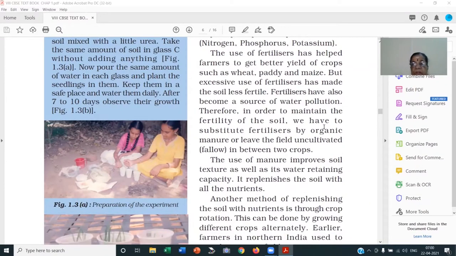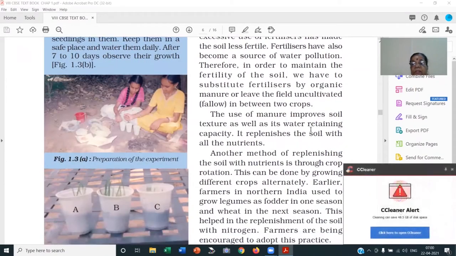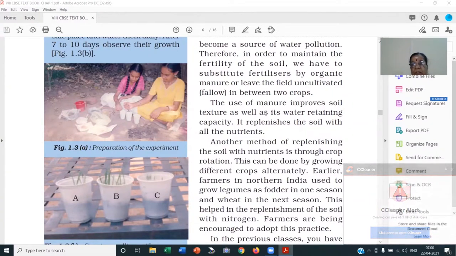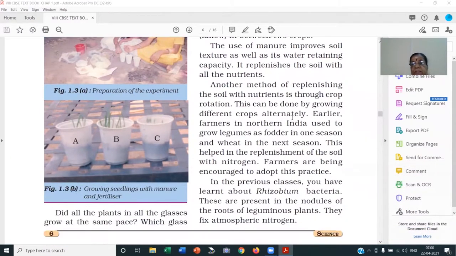And then about the use of manure. See this line: use of manure improves soil texture as well as its water retaining capacity. It replenishes the soil with all the nutrients. What does replenishing mean? Another method of replenishing the soil with nutrients is through crop rotation. This can be done by growing different crops alternately. That is known as crop rotation.